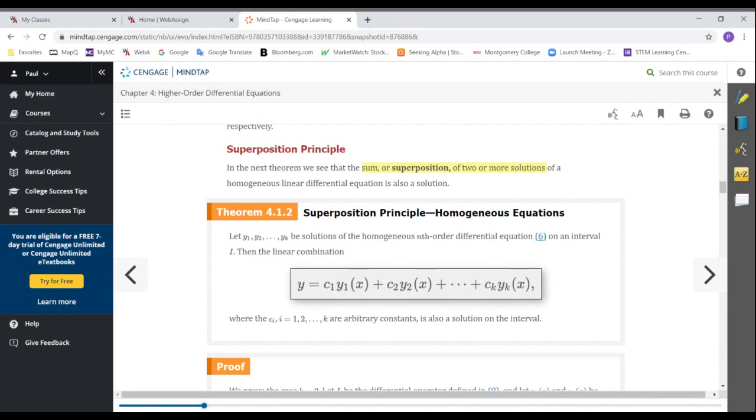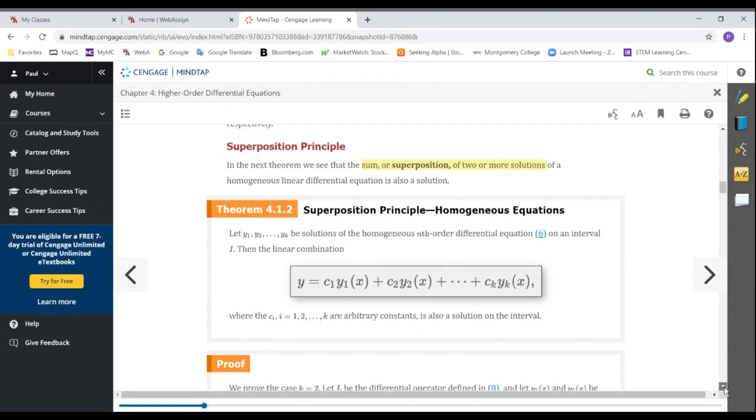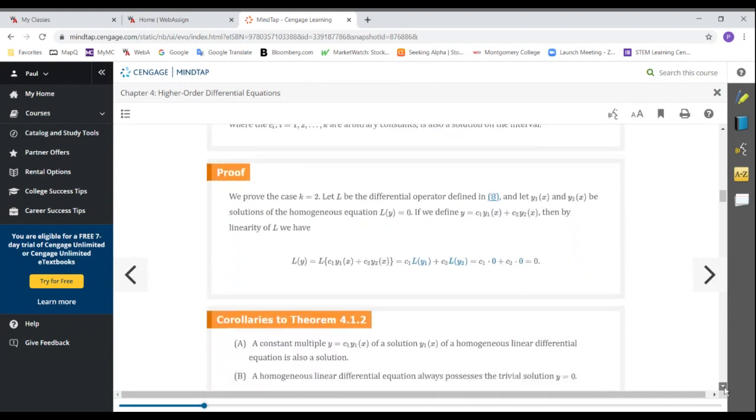So the question is, how are we going to find the y1, y2, up to yk of x? How are we going to find all the possible solutions? We will be getting to that. But this is the superposition principle, and it's not hard to prove, by the way. And it's going to be intuitive to you pretty soon as well. Let's continue on here.